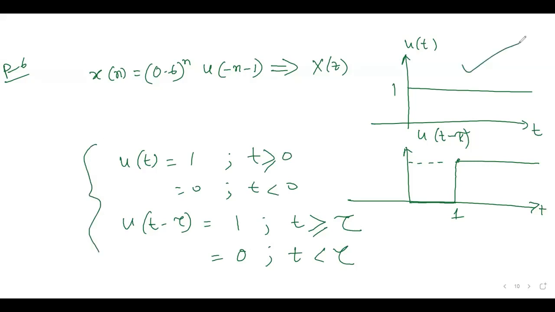This is the right hand signal and this is the right hand shifting signal. Now what about u of minus t? u of minus t কি হবে? So left side. তাহলে u of minus t we can write as 0 for t greater than 0 and 1 for t less than or equal to 0. This is u of minus t.